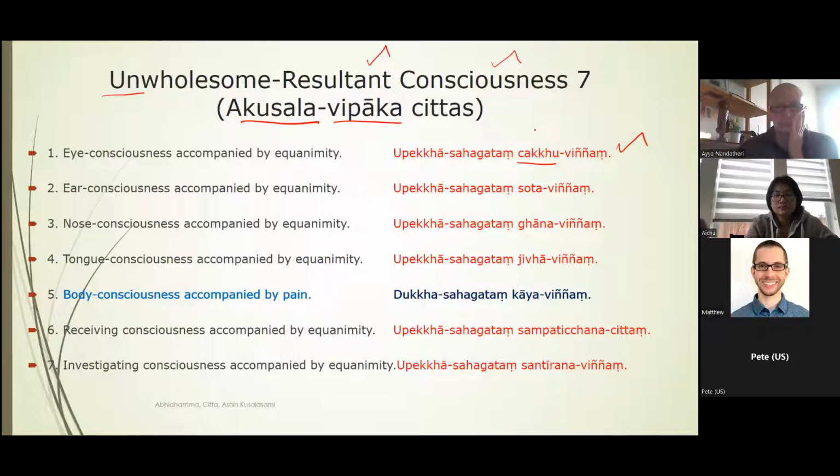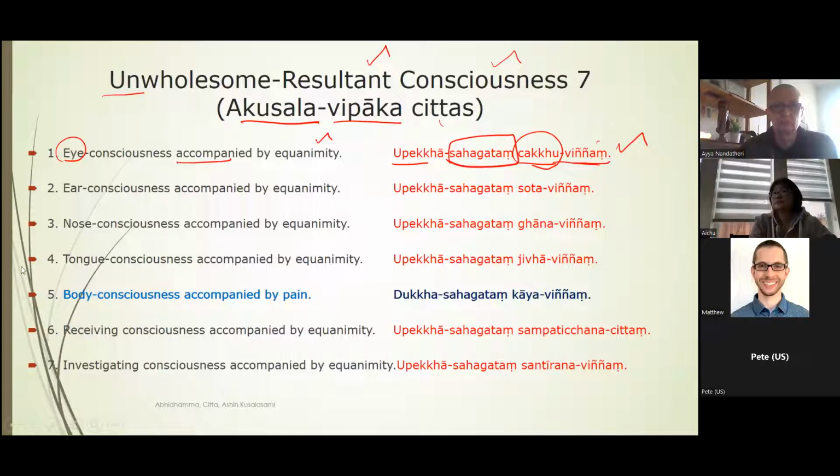Here, cakkhu means eye. Vinnana is another word for consciousness, or knowing. Actually, citta means knowing or recognizing. So vinnana means knowing or consciousness. Eye consciousness, cakkhu vinnana. Sahagata means accompanied by. Upekkha means equanimity. So eye consciousness accompanied by equanimity.